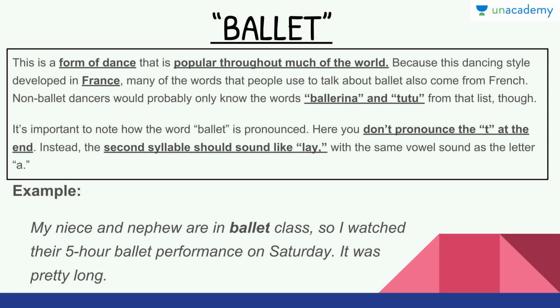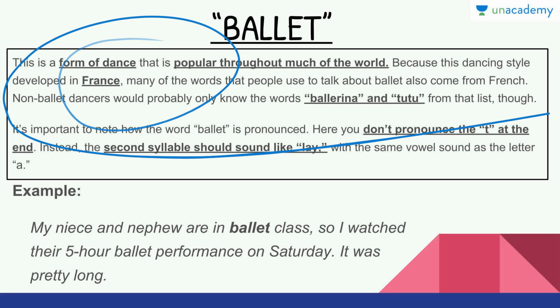So without wasting any time, let's just begin with our first word. The first word that we have in this first set of words is ballet. Now this is a form of dance. Number one, I have highlighted the key points, so in case you are saving these slides or downloading them, you have the key points with yourself. So this is a form of dance, number one, and it's popular throughout the world. We all know about this dance, ballet dance. And because this dancing style was developed in France, it is from the French language, obviously.